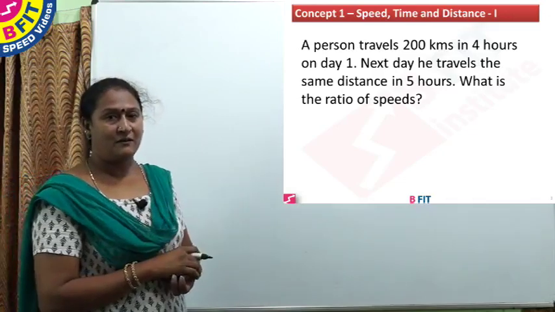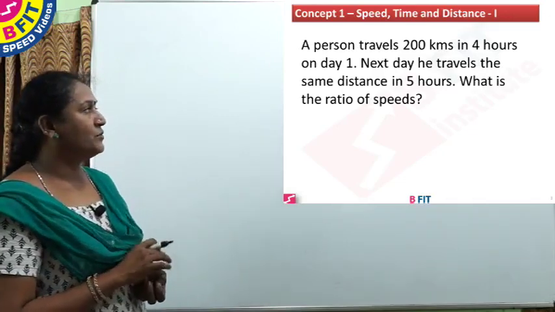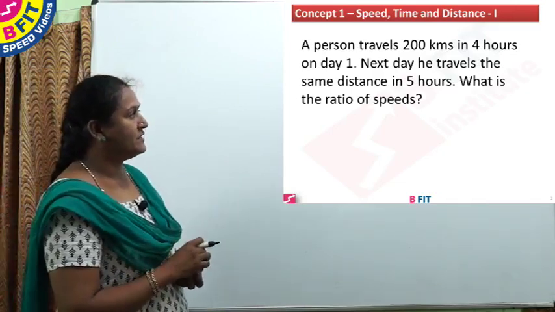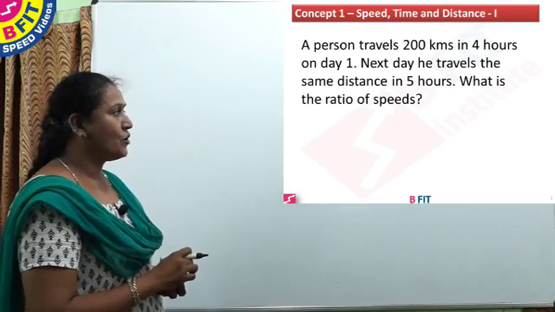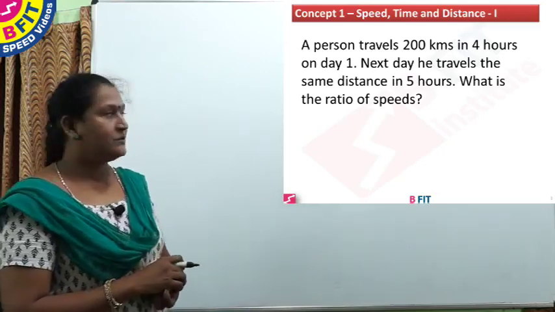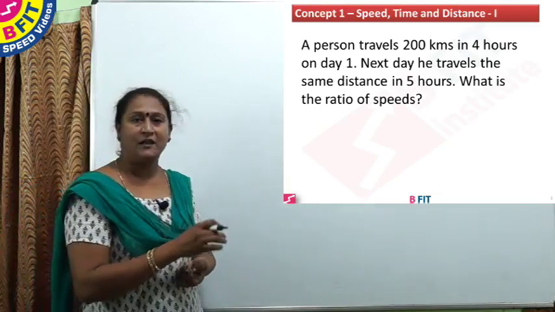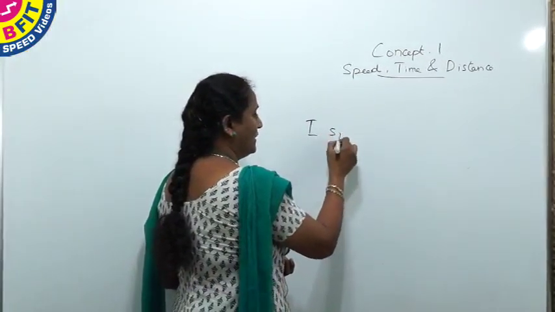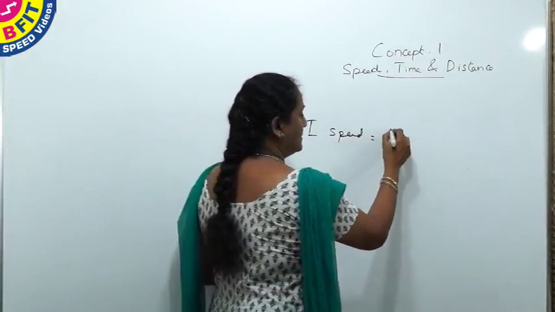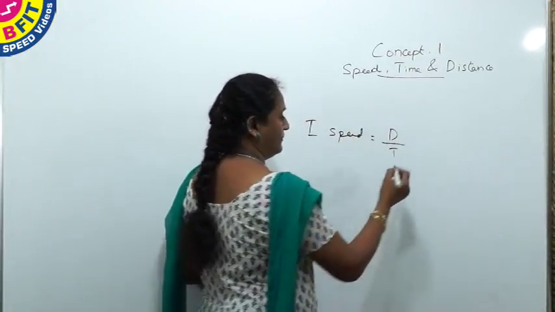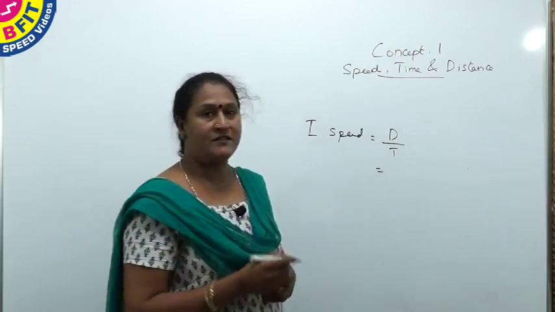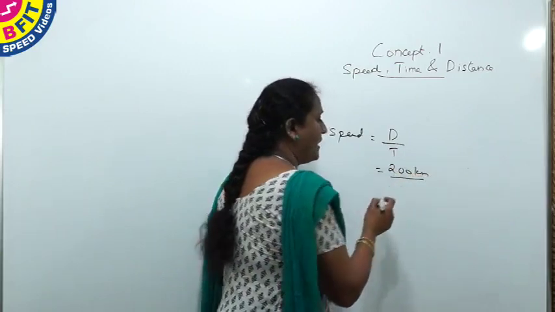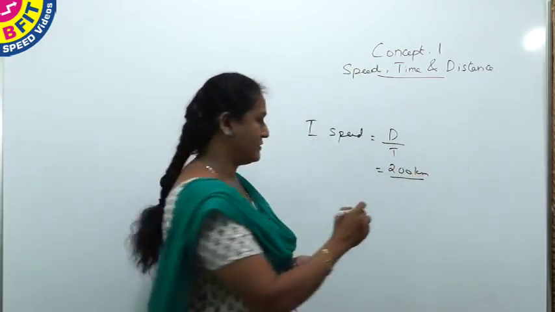The example question is, a person travels 200 kilometers in 4 hours on day 1. The next day, he travels the same distance in 5 hours. What is the ratio of speeds taken on both days? We will see how to find the speed and then the ratio of speeds. On the first day, to calculate the speed, we know that it is the distance covered by time taken. The distance covered here is 200 kilometers, and he covers this distance in 4 hours.